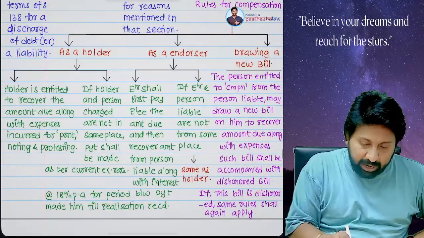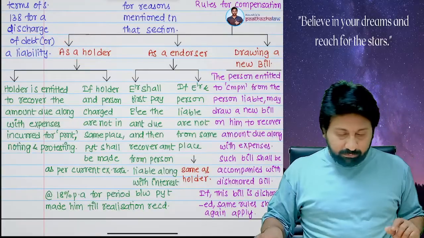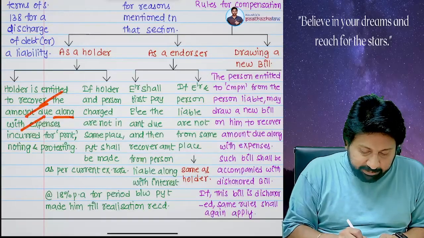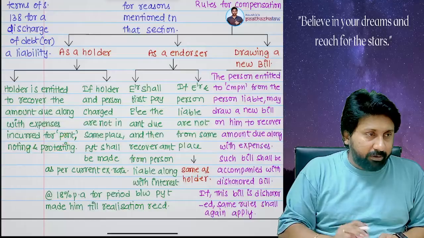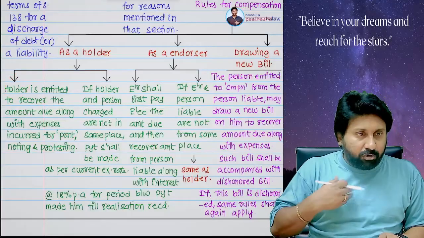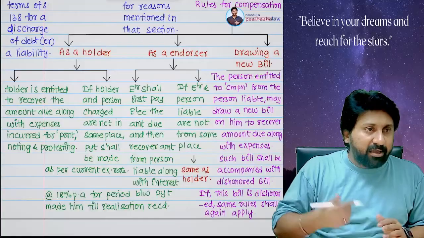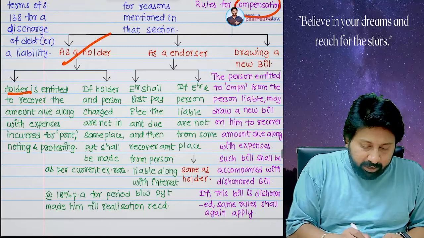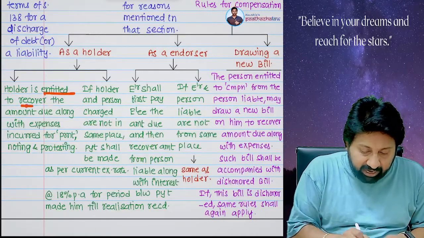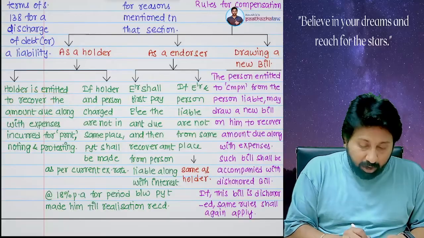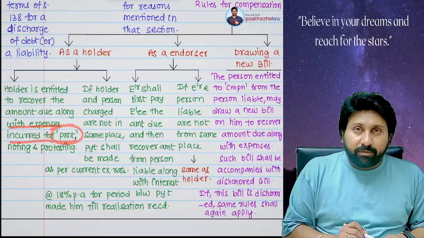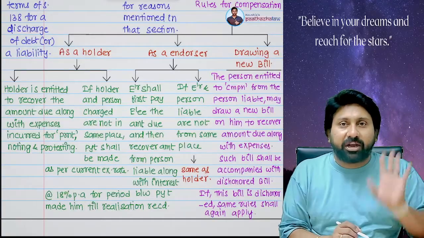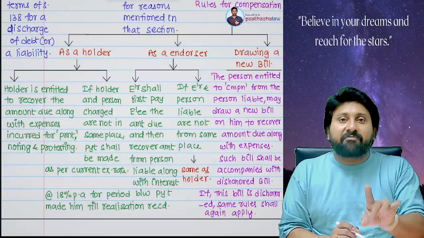See, as a holder, the holder is entitled to recover the amount due along with expenses incurred for presentment, noting, and protesting. The holder means the person to whom it is paid. For example, I'm a creditor. What are the rights of a creditor? How much compensation do you have to pay to the creditor? The creditor, the holder, is entitled to recover the amount due along with expenses incurred for presentment, travel expenses, everything, noting and protesting. There is one concept for a bill of exchange called noting and protesting, applicable for a bill only.